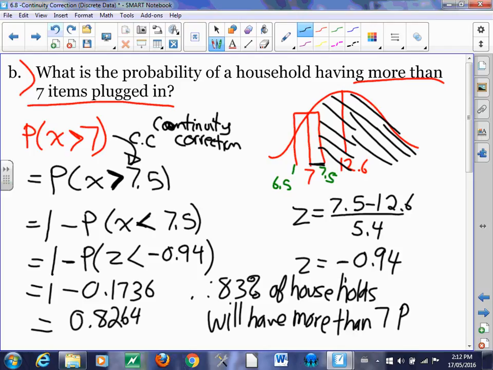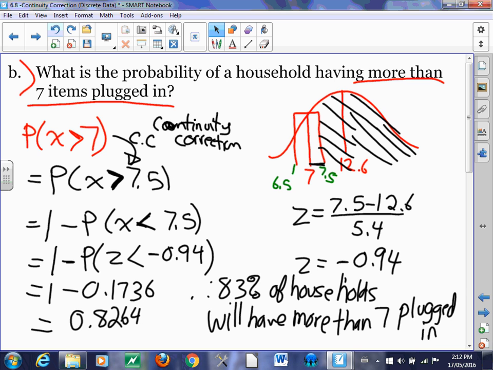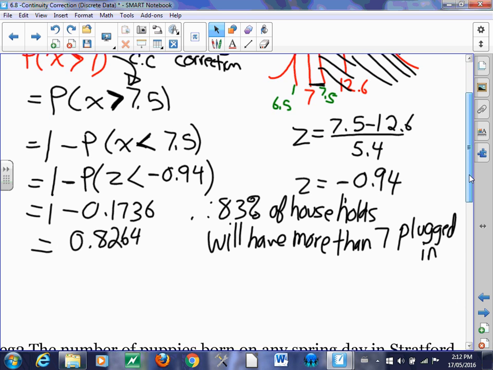I'd hate to guess how many I have in just one room alone. I know there's at least more than 7 right in my living room. Check yours out. How many do you have? Let me know. All right.